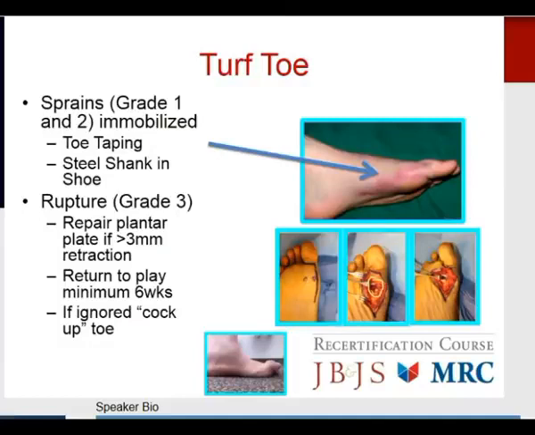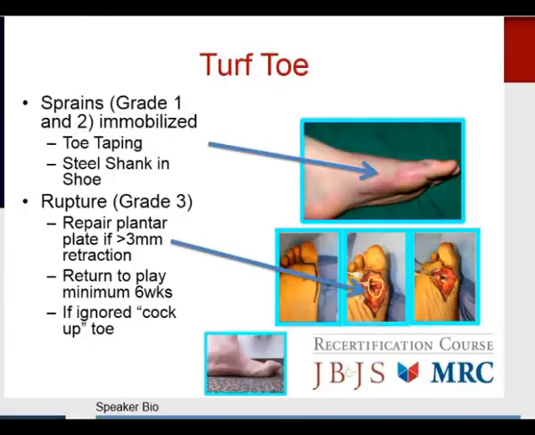If you're a grade 3, though, that's a very different animal. In that patient population, we see at least 3 millimeters of proximal retraction of the sesamoid. We might take the toe under fluoroscopic imaging and see the sesamoids aren't moving as we move the toe up and down. And in that patient population, they warrant a repair of that plantar plate.